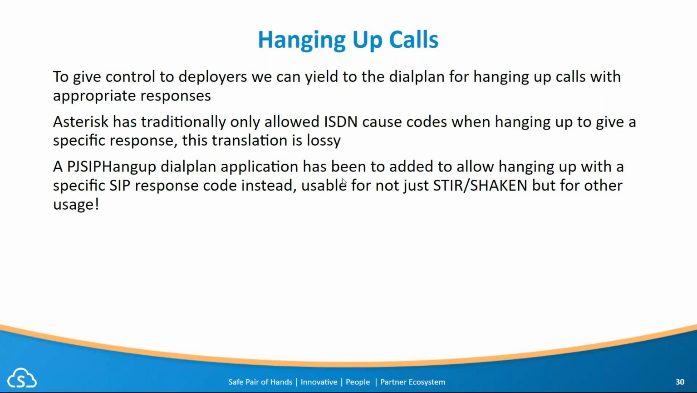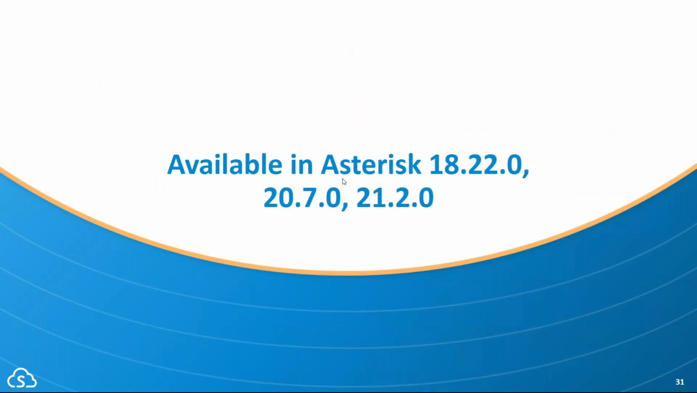In the past, if there've been cases where you've wanted to send a specific SIP response code but you were unable to, then PJSIP hangup is your answer. And all of this is available in Asterisk 18.22.0, 20.7.0, and 21.2.0.